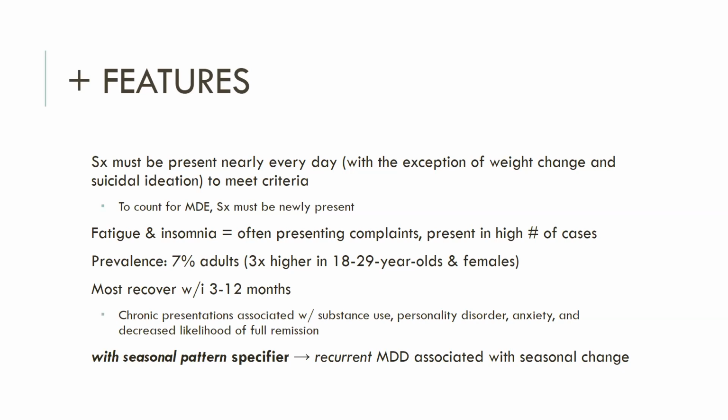We may diagnose a person with a seasonal pattern specifier, which is likely something you might not be familiar with by name, but you're likely familiar with the presentation. It sometimes is referred to as seasonal affective disorder. That might be the term that you're more familiar with, but the clinical diagnosis would be major depressive disorder with seasonal pattern specifier. And we would diagnose this if the person was experiencing recurrent major depressive disorder, which means we're dealing with recurrent episodes associated with seasonal change.